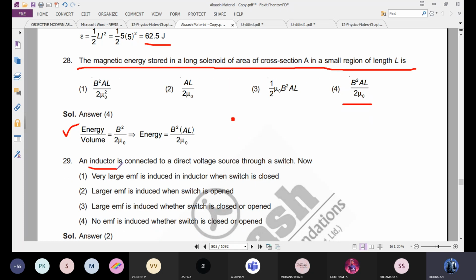An inductor means that is the coil only. So this is an inductor. Now the inductor is connected to a direct voltage, and we throw a switch. So what are the changes? A large EMF is induced when the switch is opened.